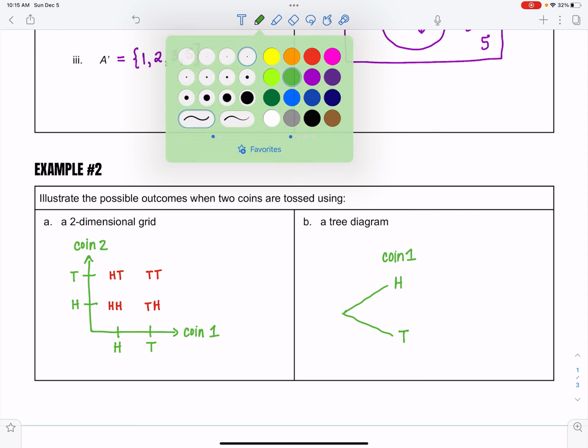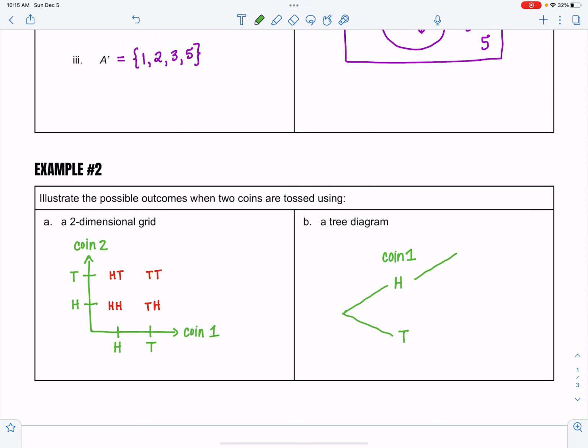Depending on what you get for coin 1, you can get 2 options for coin 2, which is also going to be a head or a tails. If you happen to flip a tail for coin 1, when you flip coin 2, you can still get a head or a tail. So this is how you will represent it in a tree diagram. All right. So as you can see here, you have 4 outcomes.